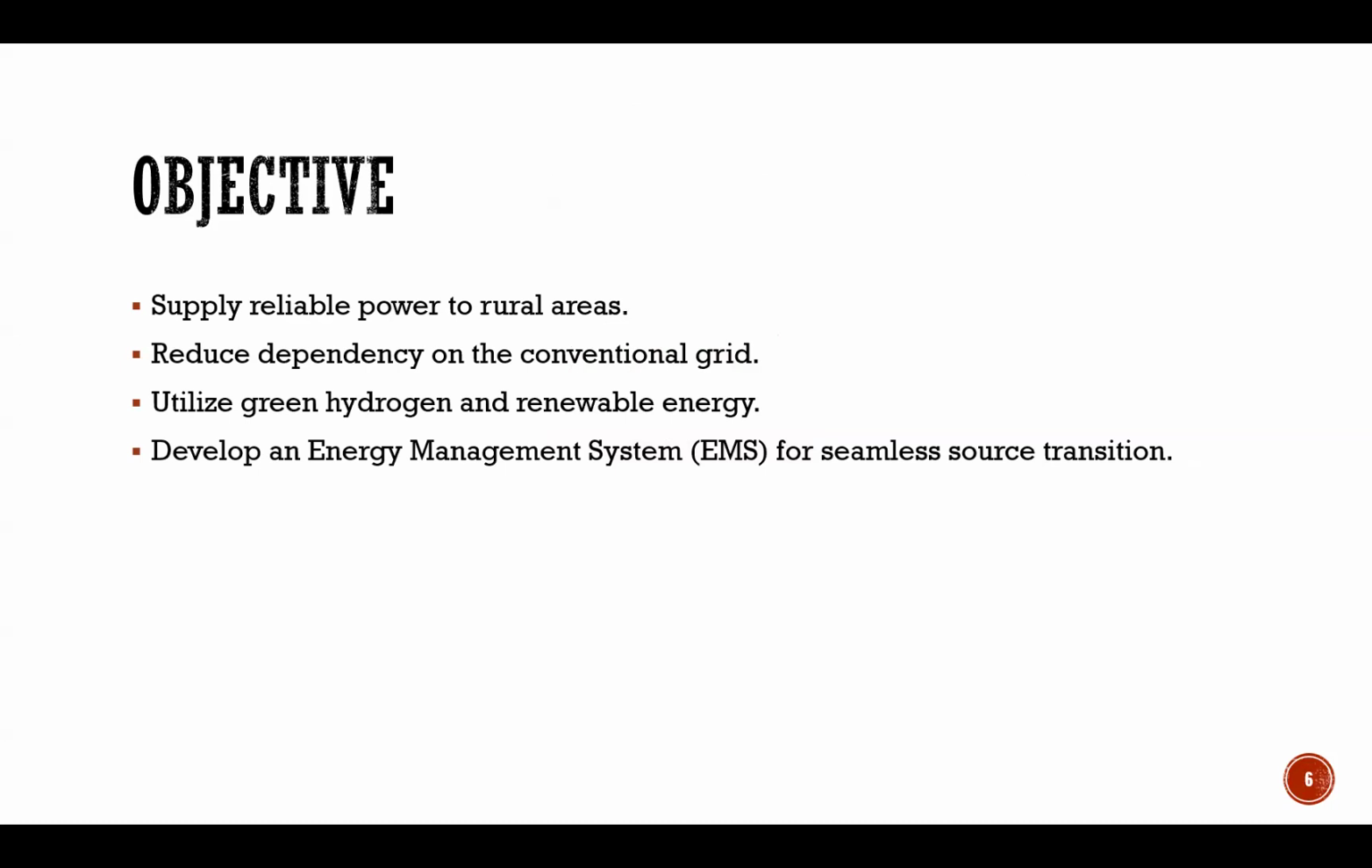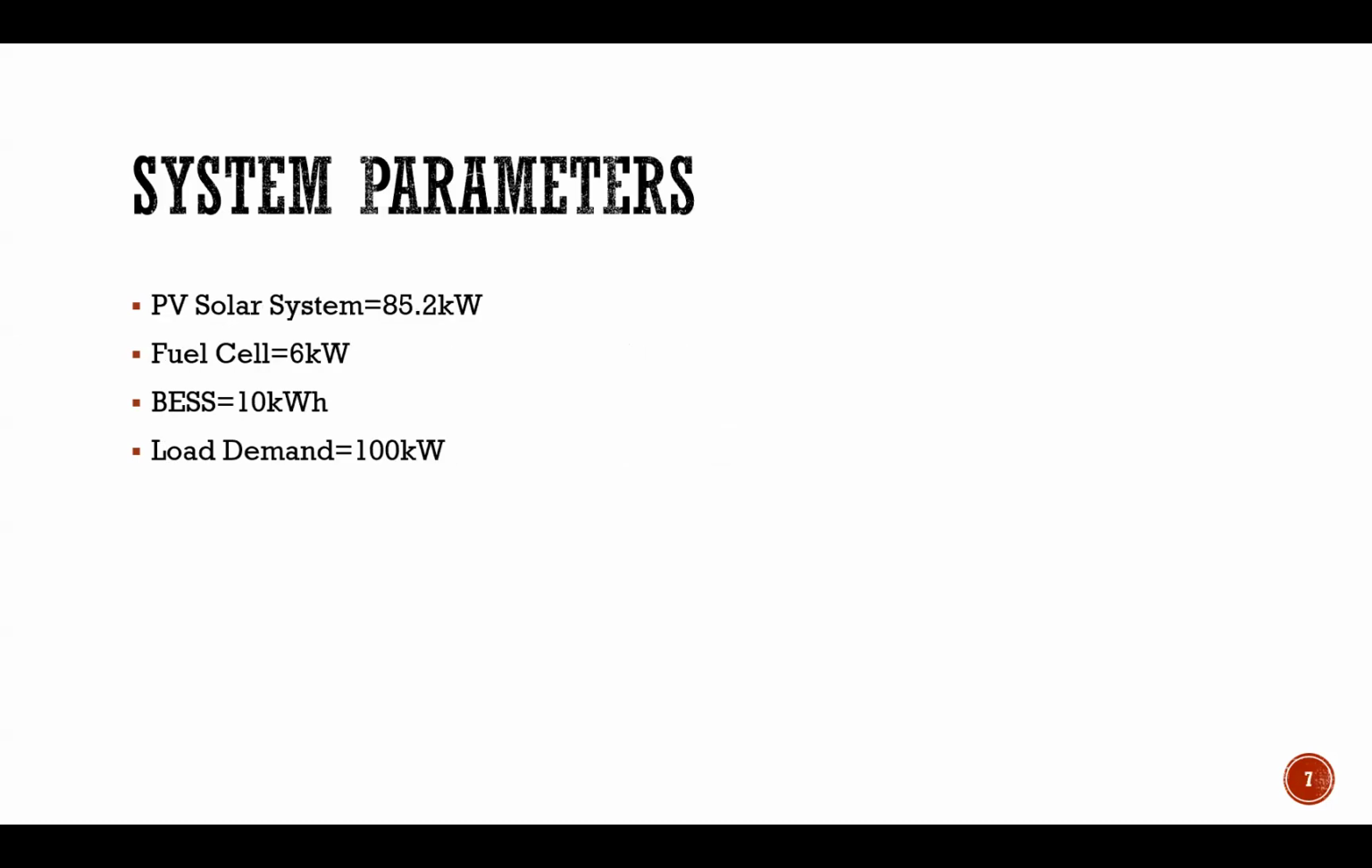The objective of this paper is to supply reliable power to rural India, reduce the dependency on the conventional grid, and also utilize green hydrogen and renewable energy. The major part will be to develop an energy management system with which we can seamlessly transition from one energy source to another. So these are the parameters for this paper.